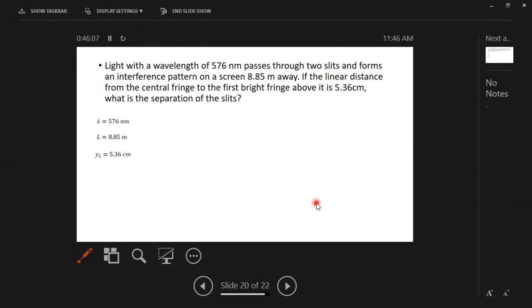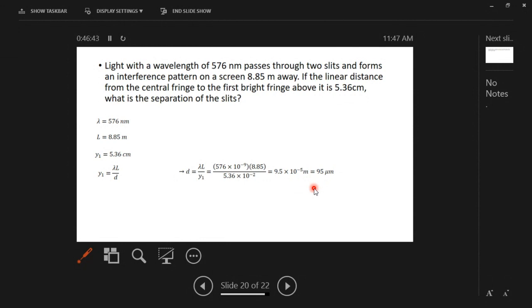Looks to be correct, but since I'm a little bit out of time, let me tell you how you can find it. Note that the formula that I had for Y1 was lambda L divided by D. This comes from m lambda L divided by D, where m is 1 for the first bright fringe. So you have to solve for D. That's going to be lambda L divided by Y1. I have converted everything into meters. So I get 9.5 times 10 to the minus fifth meters, which is equivalent to 95 micrometers.